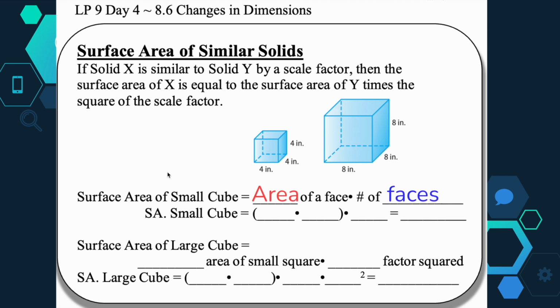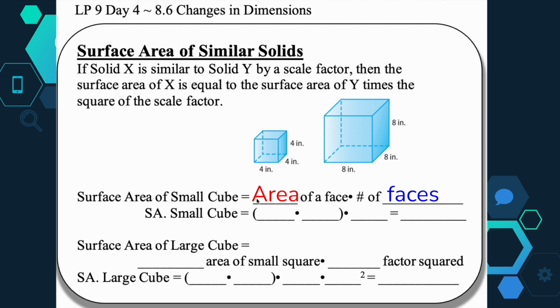So now I can find the surface area of one and apply that to the surface area of the other. So if I do the surface area of the small cube, so this little one here, I have the area of one face times the number of faces, because if I have one face, well, they're all going to have exactly the same area because that's the idea of a cube. It's made out of 6 identical squares.